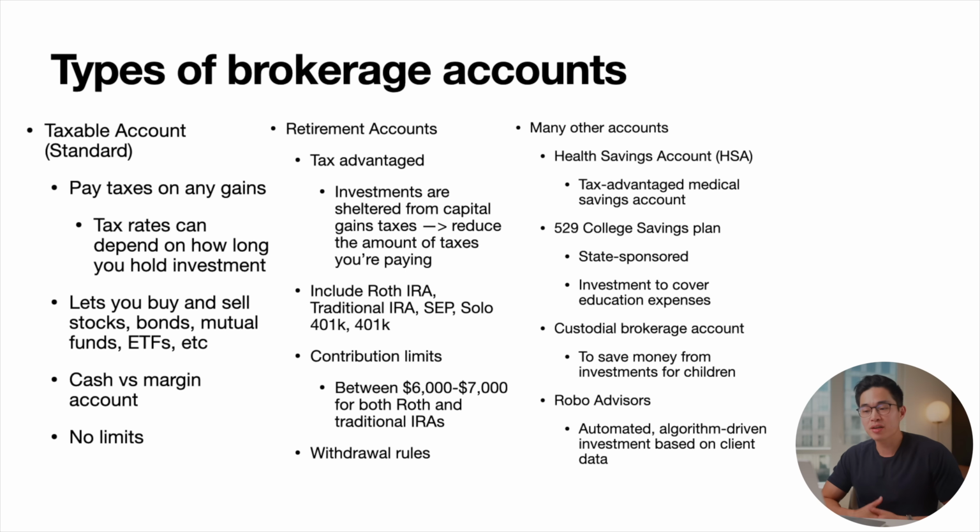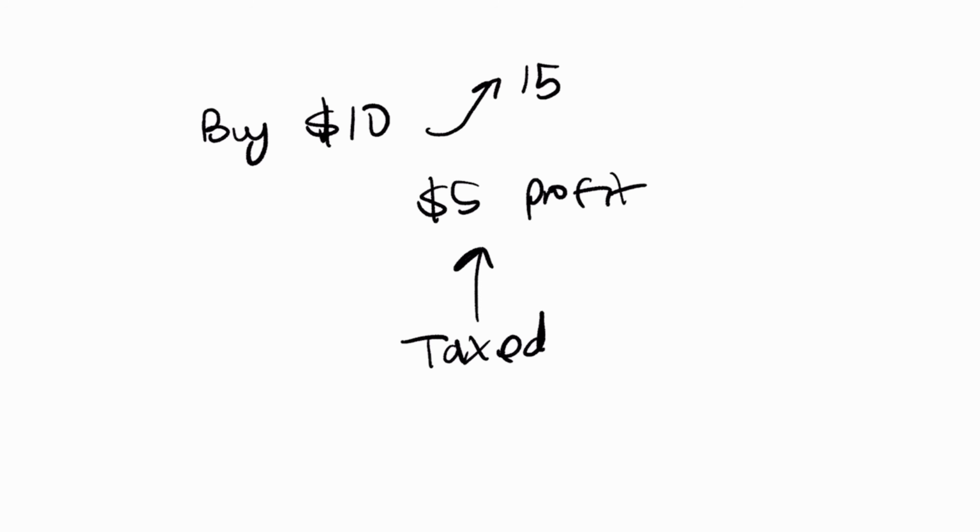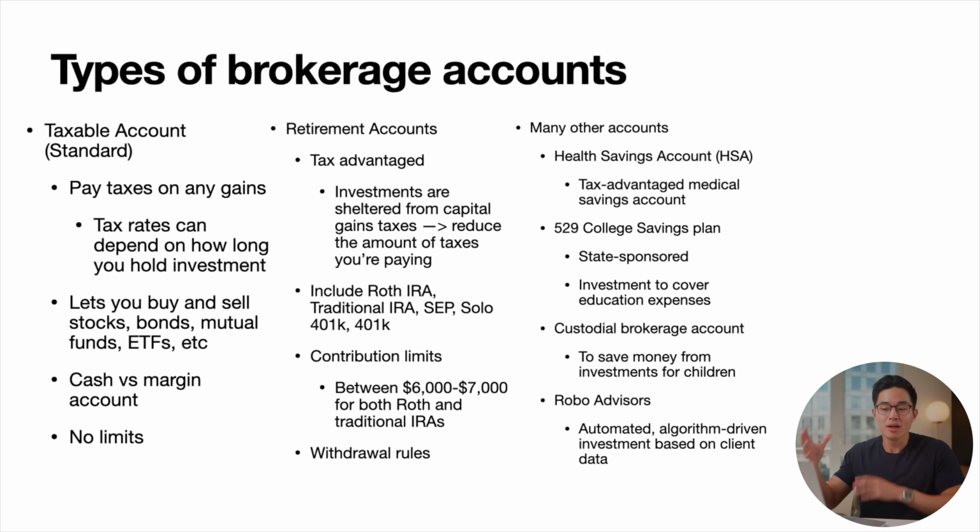So next, let's talk about the different types of brokerage accounts that you can open. First is the taxable account. And this is the standard account that most people think of when they think of a brokerage account. With these taxable accounts, you guys, you are paying taxes on any gains you make. So if you buy a stock at, let's say, $10, it goes up to $15 and you sell it for a $5 profit, you owe taxes on that $5. The tax rates that you're paying are going to depend on how long you hold your investment. So later on, we'll talk about short-term versus long-term gains.